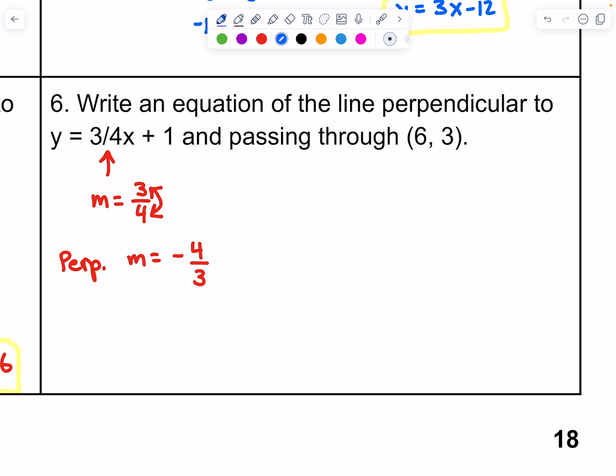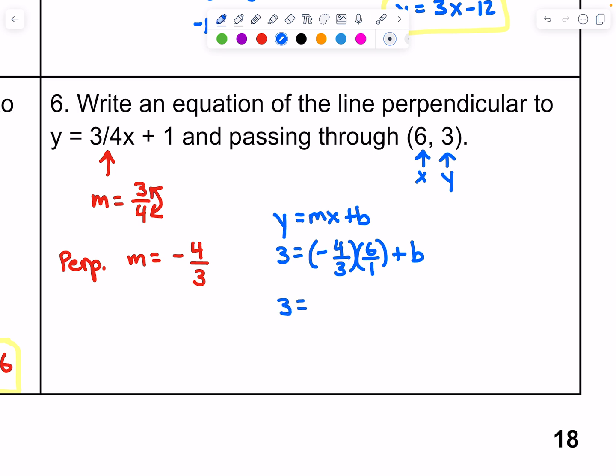Then let's plug in the x is 6 and the y is 3 to figure out the b value. So y equals mx plus b. The y is 3. The slope is -4/3. The x is 6. And we're looking for b. Then again, I'm going to scoot 6 up to put it over 1 because that means the same thing. And then I can simplify.